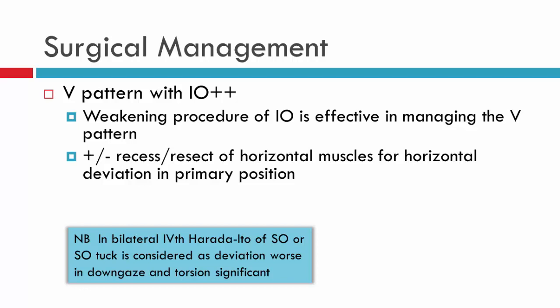I've also just added an exception here, where in patients who have bilateral fourth nerves, a procedure will likely be done on the superior obliques because of the significant torsion that the patient is experiencing. This will make more sense once we do fourth nerve palsies.